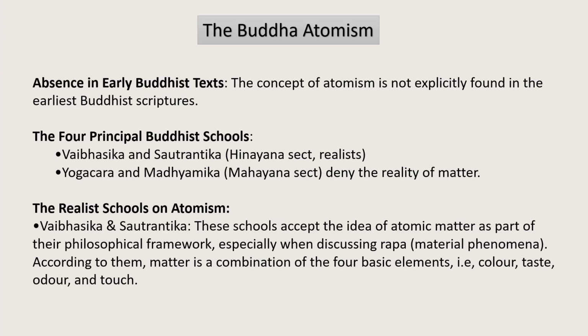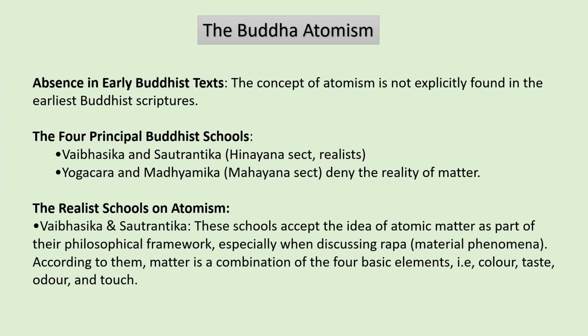Buddhist atomism. The concept of atomism is not explicitly found in the earliest Buddhist scriptures. The four principal Buddhist schools, Vaibhashika and Sautrantik of the Hinayana sect, the realists, and Yogacharya and Madhyamika of the Mahayana sect, deny the reality of matter. These different schools have different beliefs, so their observations on matter differ.